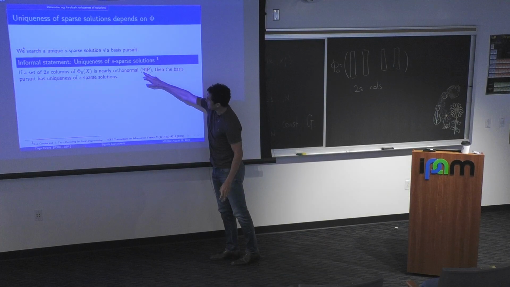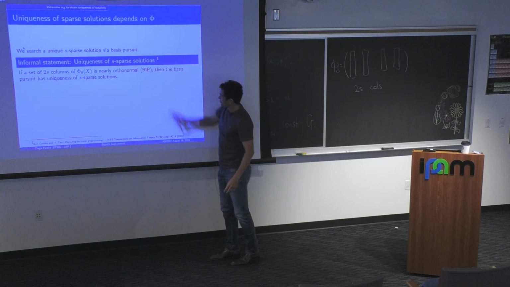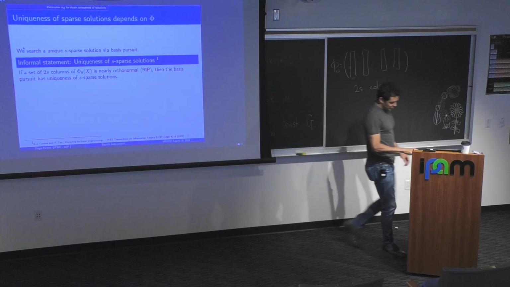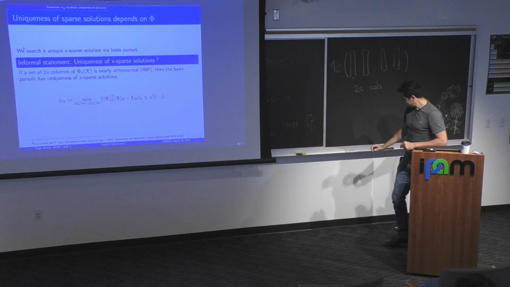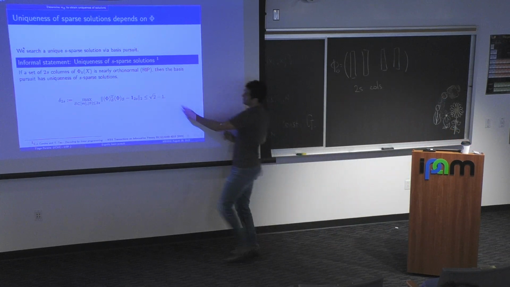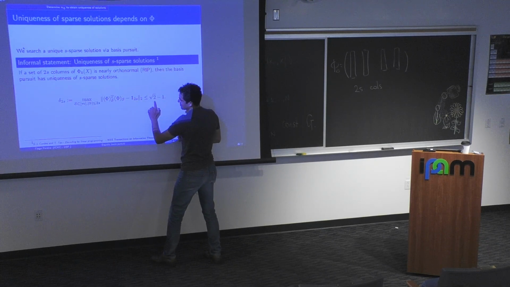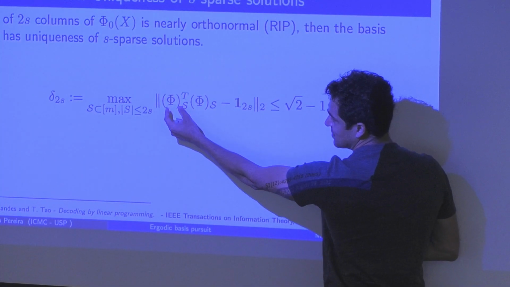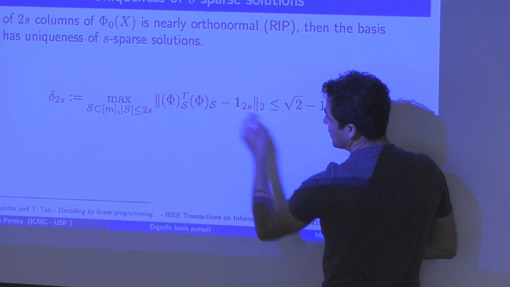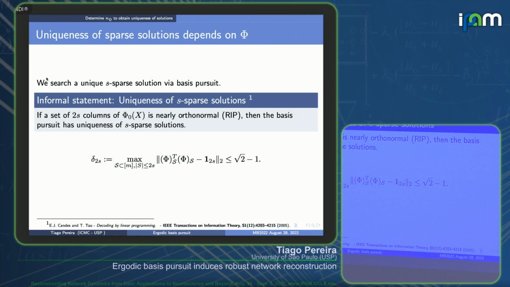So it should be any set of two s columns. If they're near orthogonal, then if you look at the basis pursuit problem, this is the condition that I'm requiring. So the set of any 2s columns is near orthogonal when this equation is satisfied. This is the submatrix of 2s cardinality. By being near orthogonal, I mean by satisfying this equation.